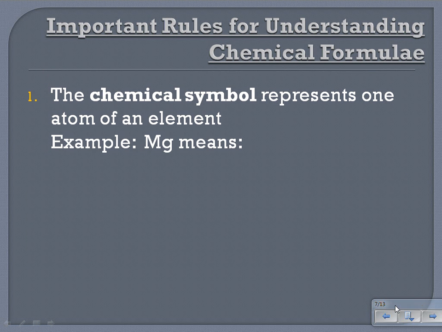Some important rules for understanding these chemical formulas. The chemical symbol represents one atom of an element. So if we look at Mg, Mg means there's one atom of magnesium.